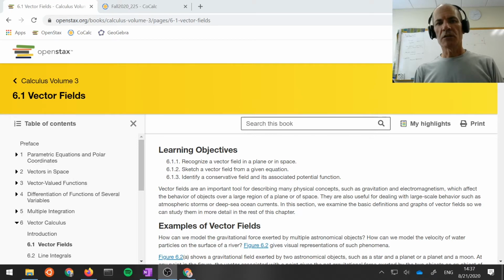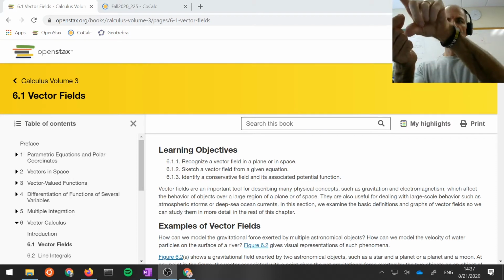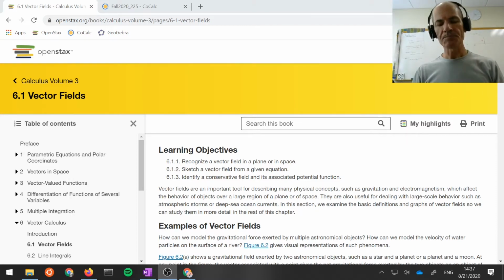Essentially, it's a function that attaches a vector to every point in space. So here's a point, here's a direction and a magnitude. Here's another point, here's another direction and a magnitude. And imagine a function that erects a vector at every point in three-dimensional space. Or we can have two-dimensional vector fields where at every point in two-dimensional space there's a two-dimensional vector.